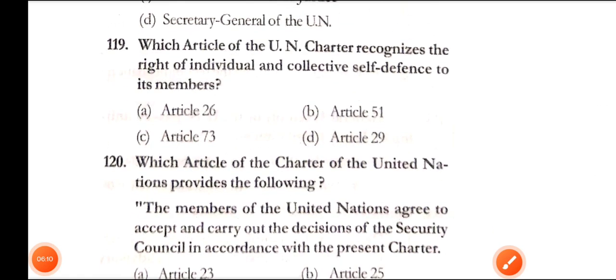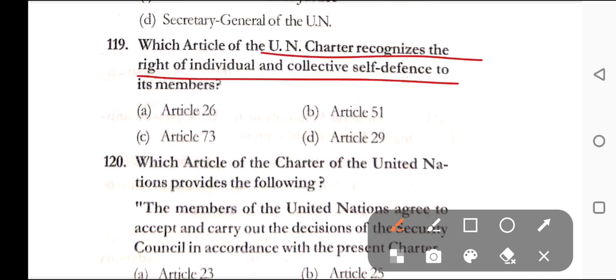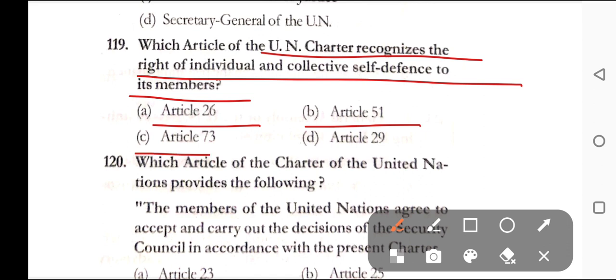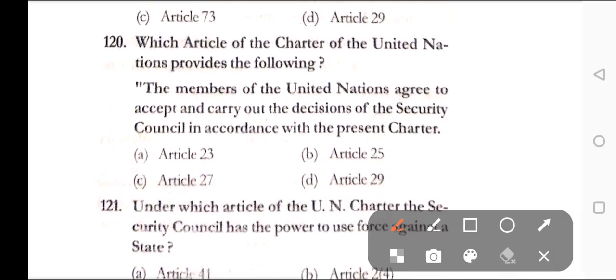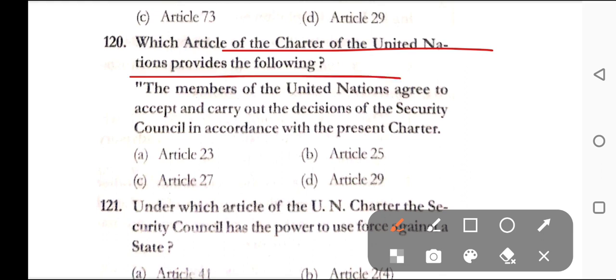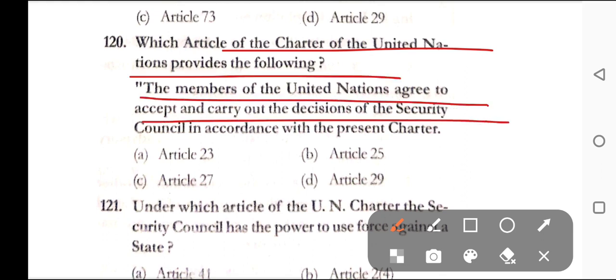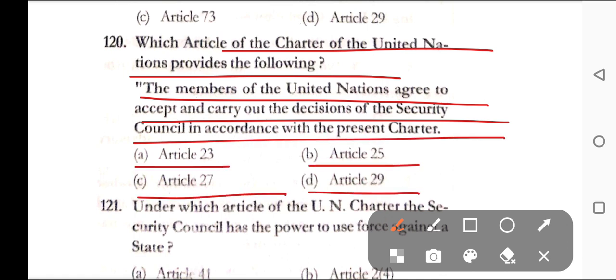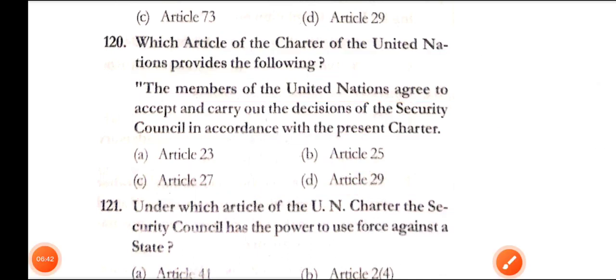Question number 119. Which article of the UN Charter recognizes the right of individual and collective self-defense to its members? Option A, Article 26; option B, Article 51; option C, Article 73; and option D, Article 29. Here correct answer is option B, that is Article 51. Question number 120. Which article of the Charter of the United Nations provides the following? The members of the United Nations agree to accept and carry out the decision of the Security Council in accordance with the present Charter. Option A, Article 23; option B, Article 25; option C, Article 27; and option D, Article 29. Correct answer here is option B, that is Article 25.